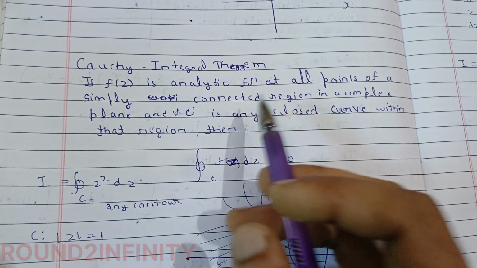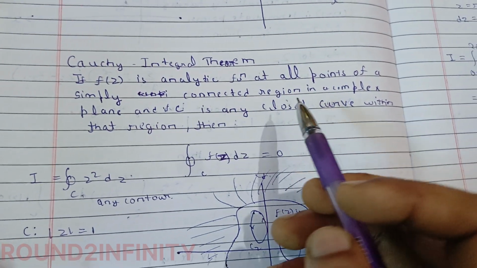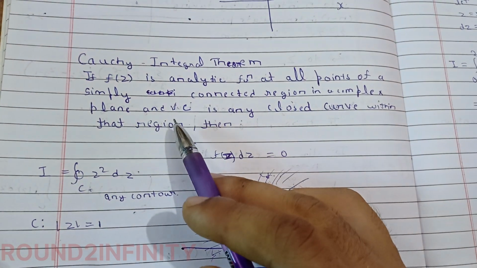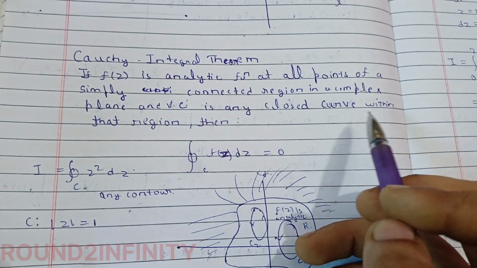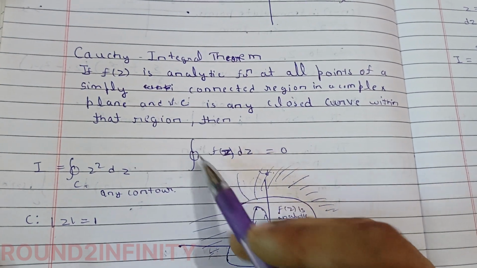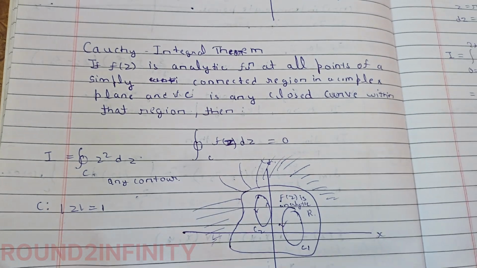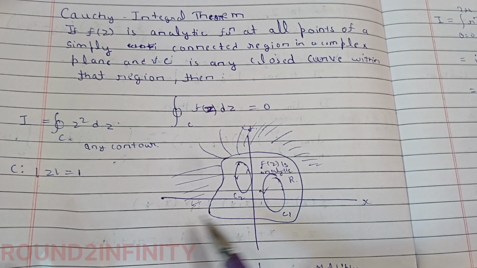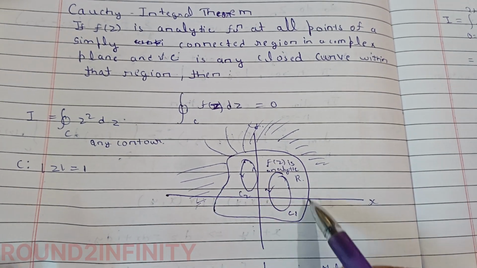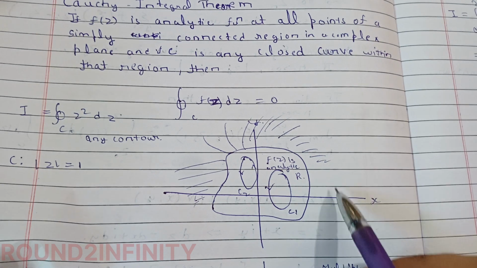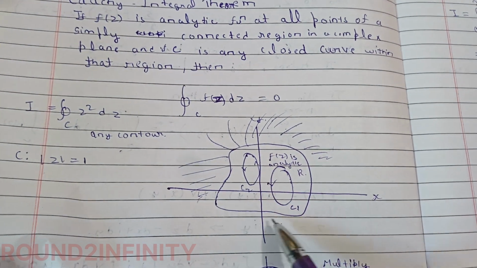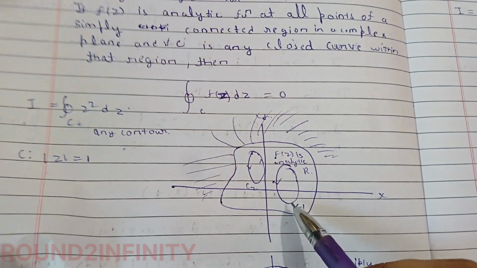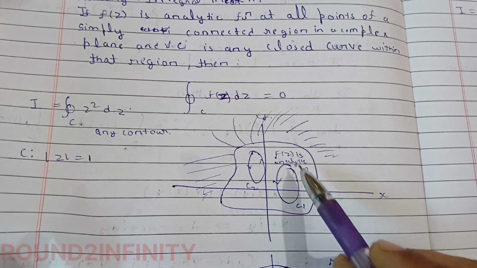Now let's see the Cauchy integral theorem. So if f(z) is an analytic function, we know what analytic functions are, and it is analytic at all points of a simply connected region in a complex plane, and if C is any closed curve within that region, then this closed integral over C of f(z) dz will be 0. So let's see what is the meaning of this actually. This is our x and y axis, and this is a region. Outside this region, the function is not analytic, and it is analytic in this region only, and this we are calling C.